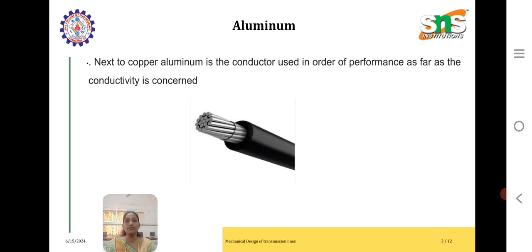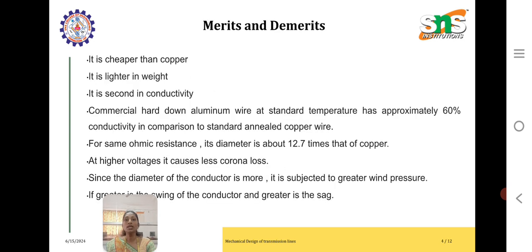Here we are going to discuss aluminium. We all know it is a good conductor. Next to copper, aluminium is the best metal as far as conductivity is concerned for transmitting electrical power. Coming to merits and demerits, the first one is that it is cheaper than copper, so it can be preferred for long transmission lines. Then it is lighter in weight and second in conductivity.